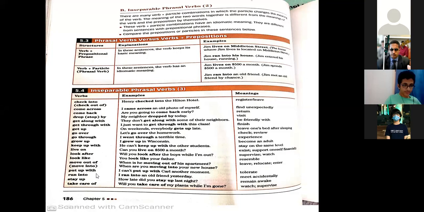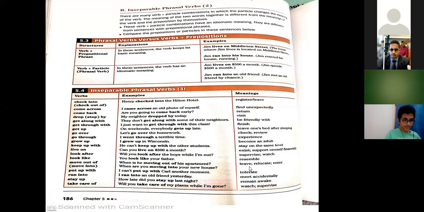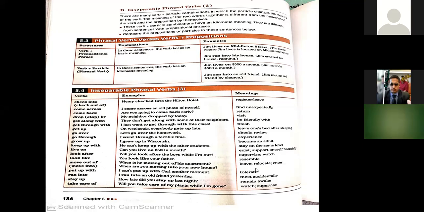Move out of. What does it mean? It means leave, relocate. Take care, Yusuf. I said move out of. It means leave or relocate. But move into, it means what? Enter. For example, moving out of his apartment. When are you moving into your new house? And put up with, what does put up with mean?